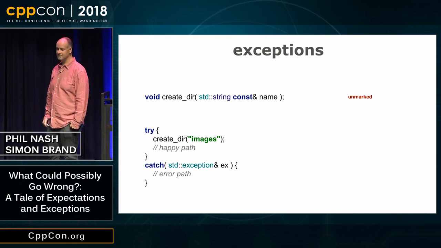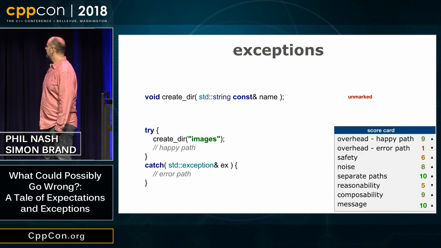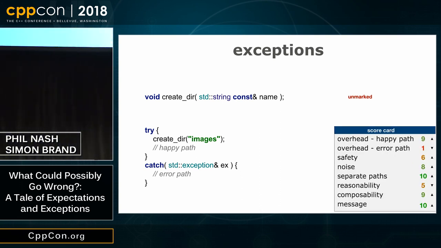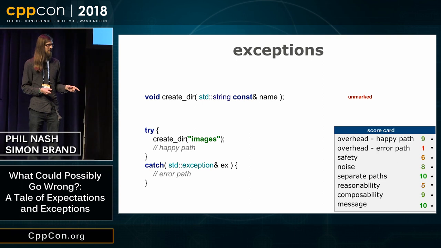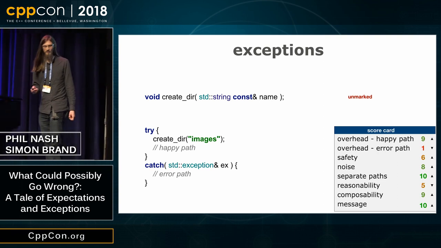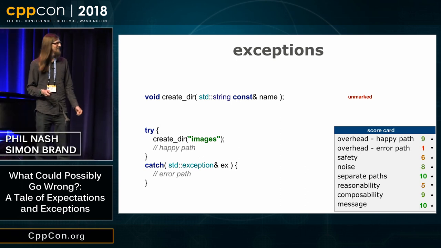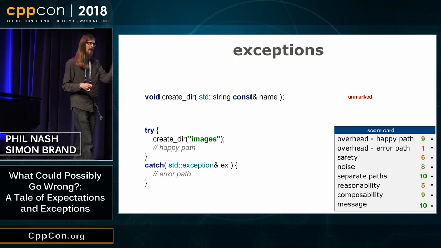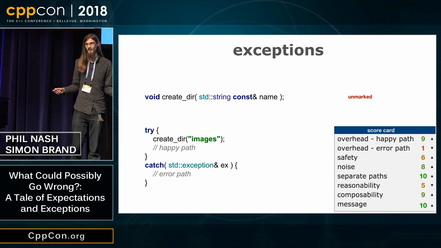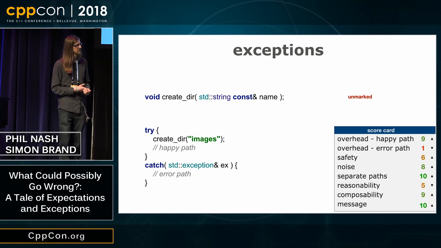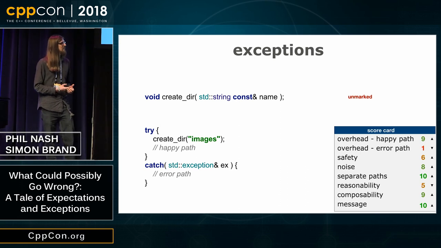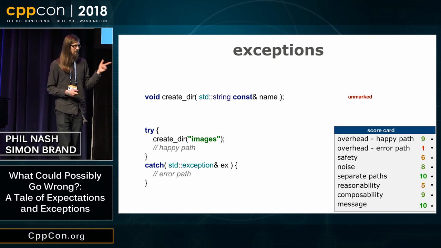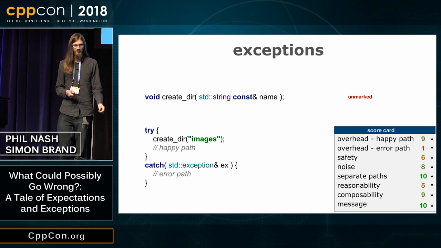Yes. Okay, so the overhead on the happy path, I'm assuming we're using table-based exceptions. Well, who doesn't? Many people, but okay. So these are tuned specifically for the happy path. So if we don't throw an exception, this is going to be fast. So I'll give you good points for that. Only for exceptional cases. Yeah, so this, yeah, you're right. This is an important consideration.